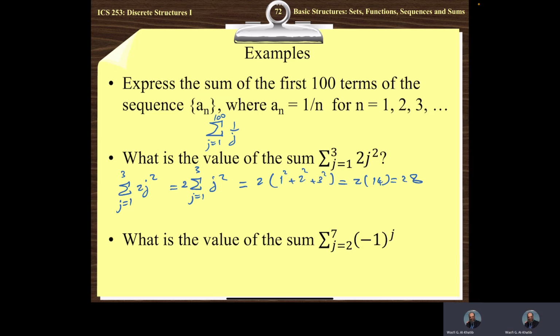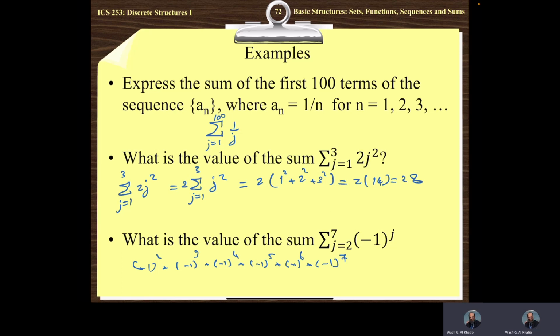Notice here that we were able to do this summation because the number of terms is small, right? From j equal 1 to 3. Similarly here, for example, what is the value of the sum sigma minus 1 to the power j from j equal 2 to 7? Well, this will be equal to 0. Why? Well, this is minus 1 square plus minus 1 cube plus minus 1 to the power 4 plus minus 1 to the power 5 plus minus 1 to the power 6 plus minus 1 to the power 7.